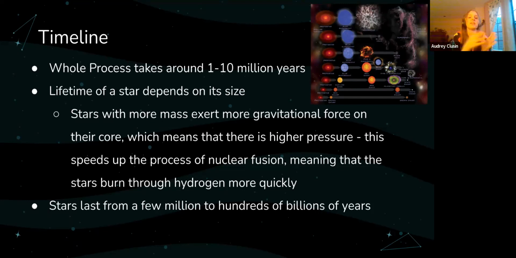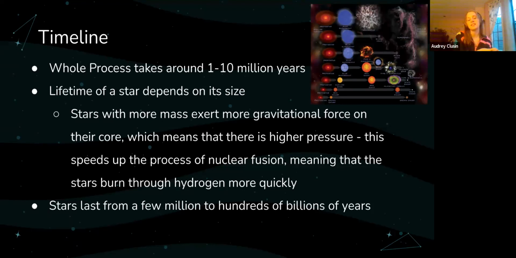So the whole lifetime of a star depends on its size. Like I said a second ago, I'll say it again. Stars with more mass exert more gravitational force on their core, and also on their whole body, but specifically in their core, which means that there is higher pressure in the core and thus speeds up the process of nuclear fusion.